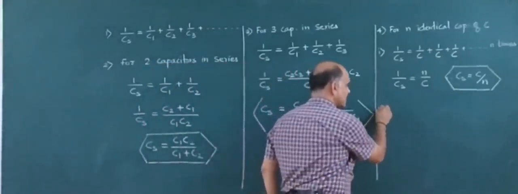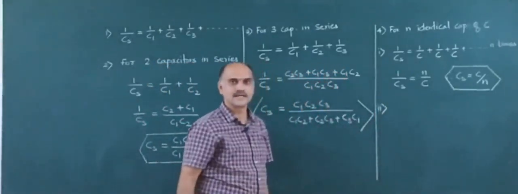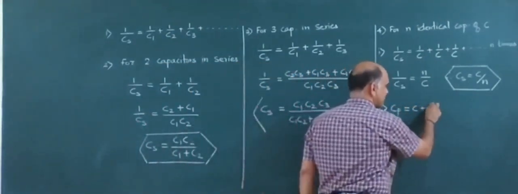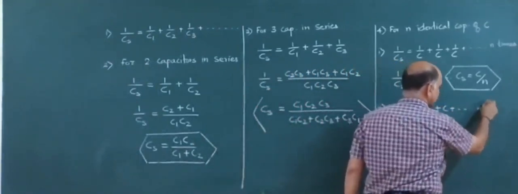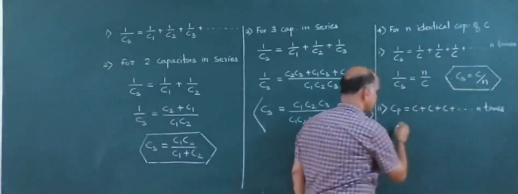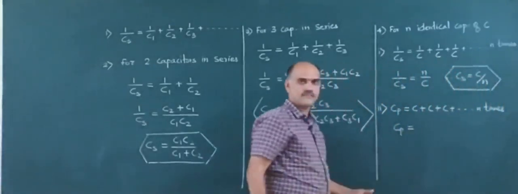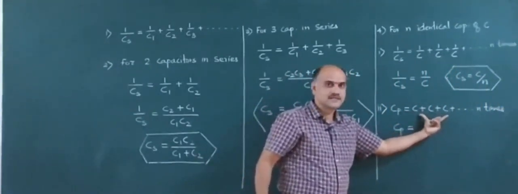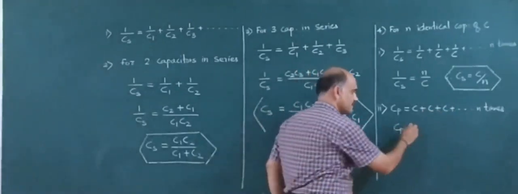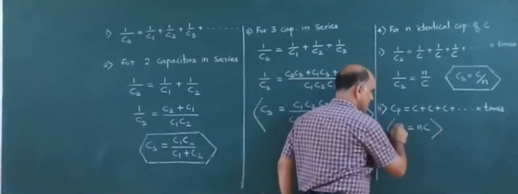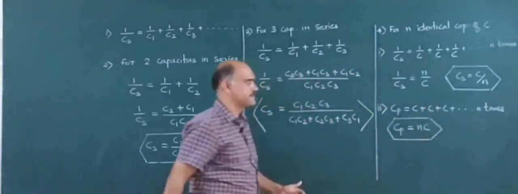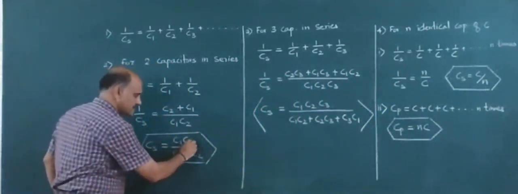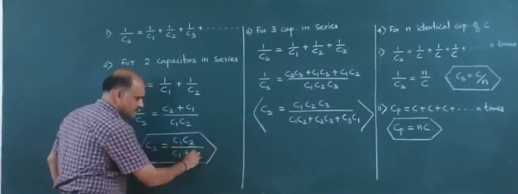Similarly, if n identical capacitors are connected in parallel, you will have Cp is equal to C plus C plus C, and so on, n times. If there are 2, it will be 2C. If there are 3, it will be 3C. So for n capacitors, it will be n into C. So for n identical capacitors, Cp is equal to n into C. These formulas will be very much helpful to solve the problems fast.